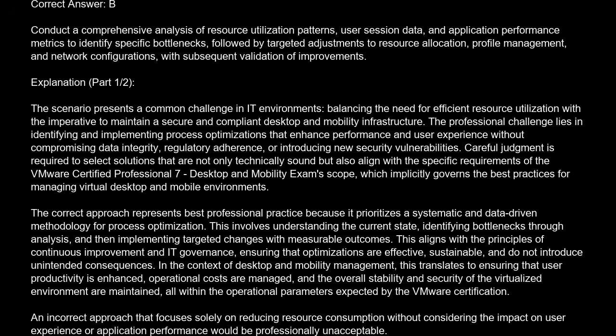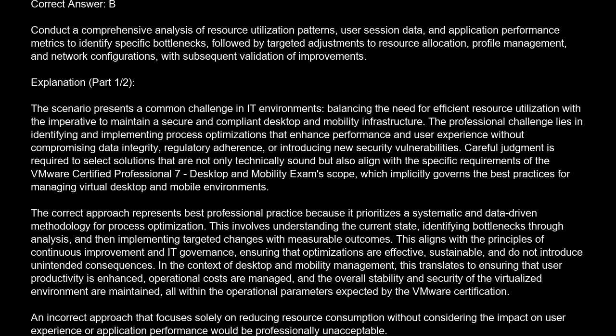This aligns with the principles of continuous improvement and IT governance, ensuring that optimizations are effective, sustainable, and do not introduce unintended consequences. In the context of desktop and mobility management, this translates to ensuring that user productivity is enhanced, operational costs are managed, and the overall stability and security of the virtualized environment are maintained, all within the operational parameters expected by the VMware certification.